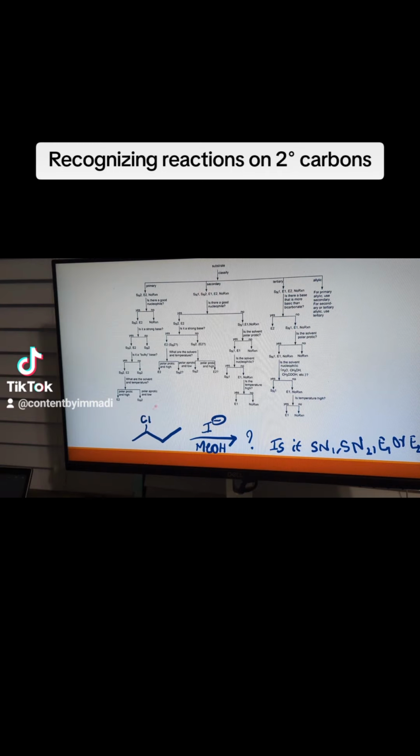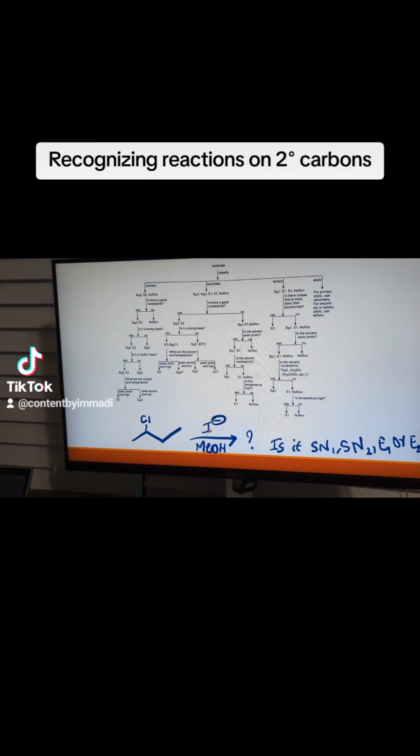So this one, you see it is on a secondary carbon, the leaving group, chlorine. So it falls under secondary. So it could be SN1, SN2, E1 or E2, or it even could be no reaction. In this case, we will just look at what our nucleophile is. Is it a good nucleophile or a bad nucleophile?